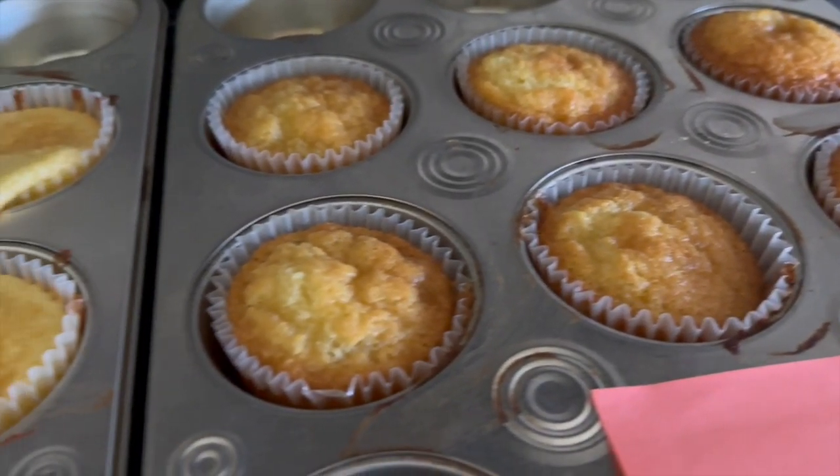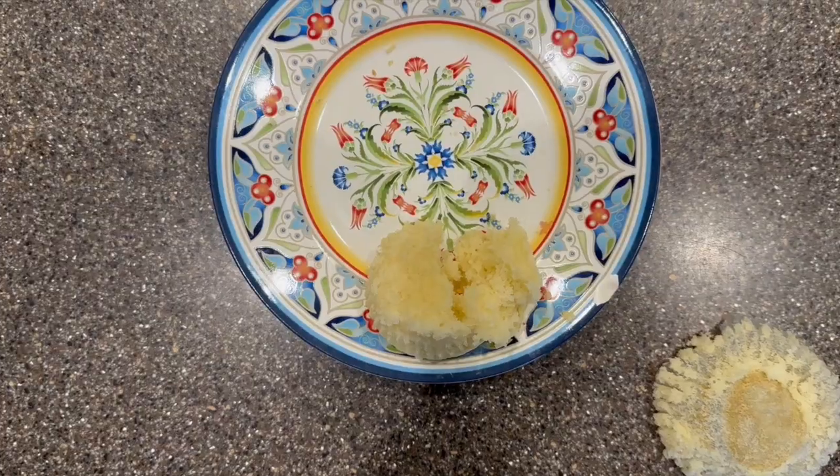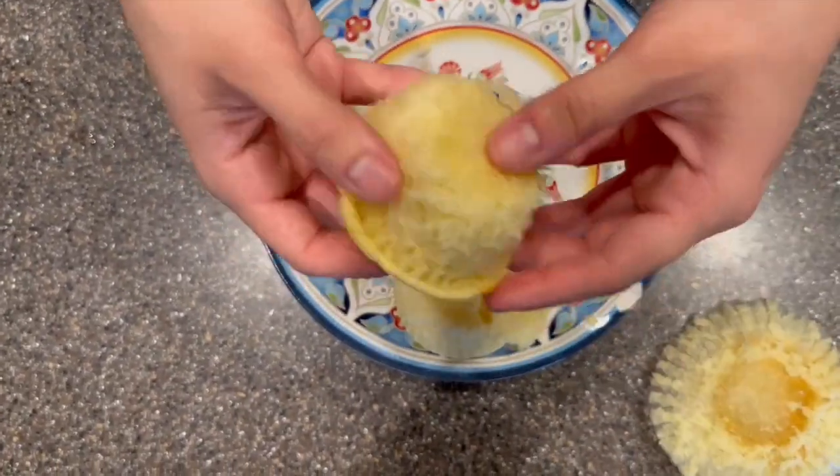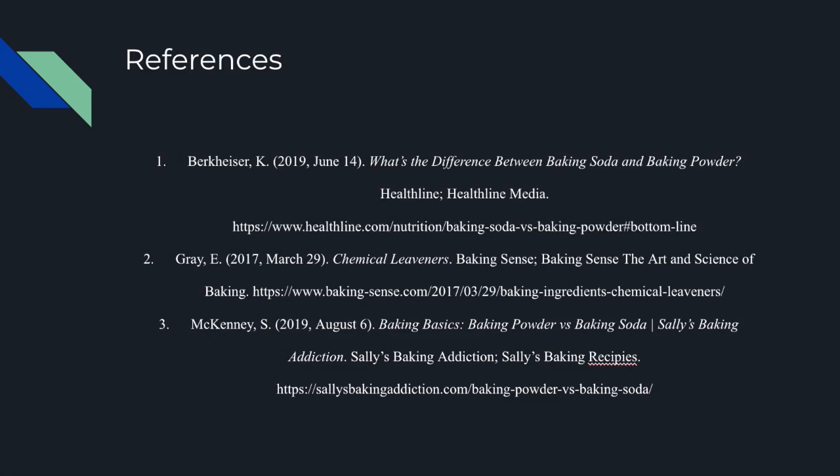In conclusion, an acidic ingredient is needed with baking soda to produce carbon dioxide gas, which makes baked goods rise and gives them a light, airy texture. Without acid, baking soda won't activate, resulting in a dense, flat product.